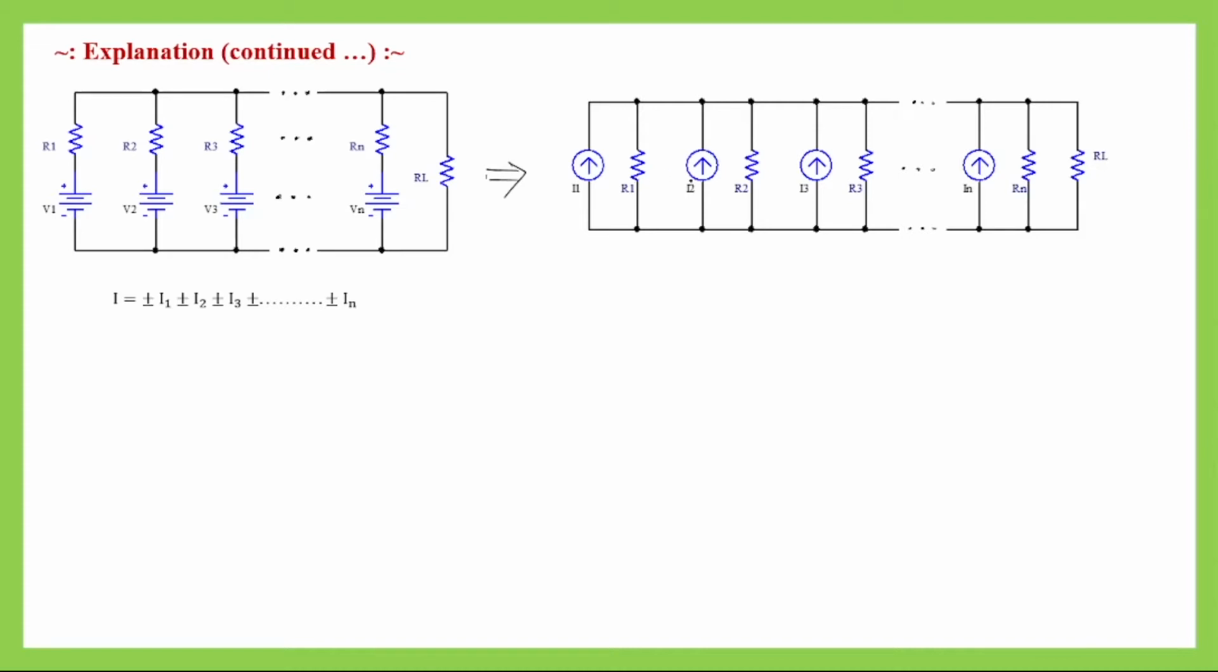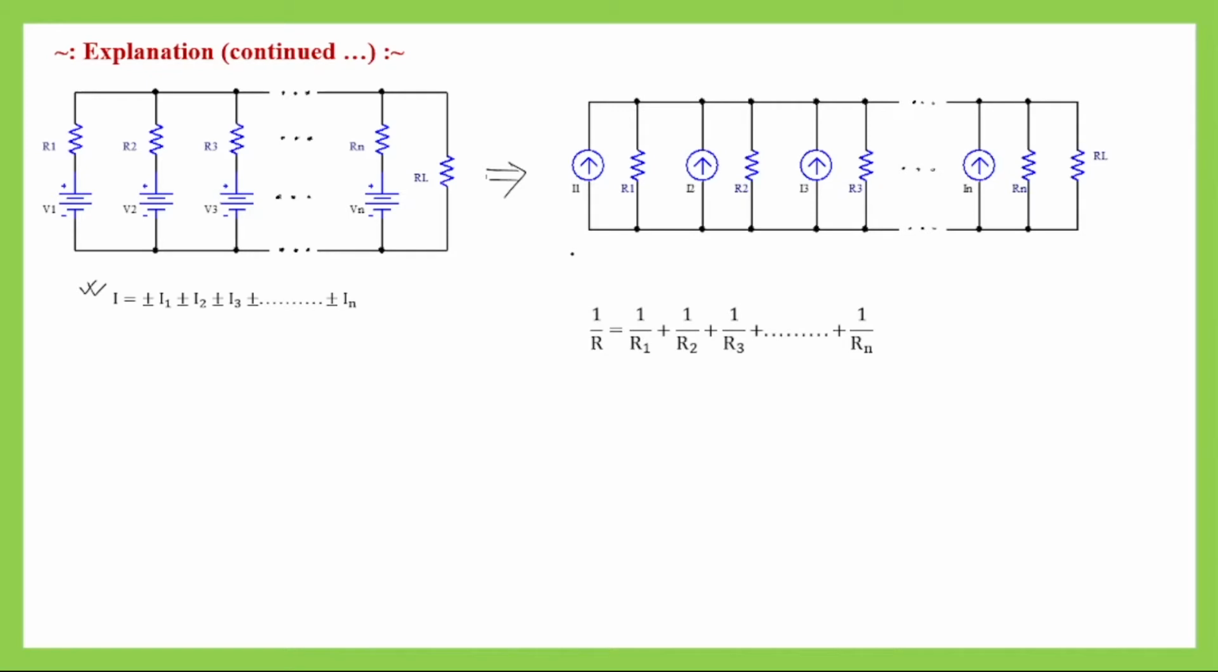Now suppose any current source is supplying current in the opposite direction, then that current value will be taken as a negative current with respect to the other current values. So that current value will be subtracted from the other current values, and that's why we are saying the algebraic sum of all the current values. So this will be the formula to obtain the net current value of the whole DC network.